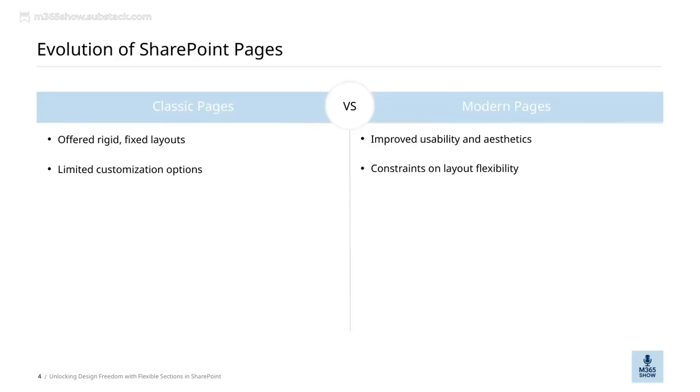Let's take a closer look at the evolution of SharePoint pages. As you can see, the goal has always been to unlock more design freedom through flexible sections. When we talk about modern pages, they offer significantly improved usability and aesthetics, making it easier to create visually appealing and user-friendly layouts. However, in the past, we faced constraints on layout flexibility. Traditional or classic pages often offered rigid, fixed layouts that limited how much customization we could do. This meant that our options were somewhat restricted, and tailoring pages to specific needs was more challenging.